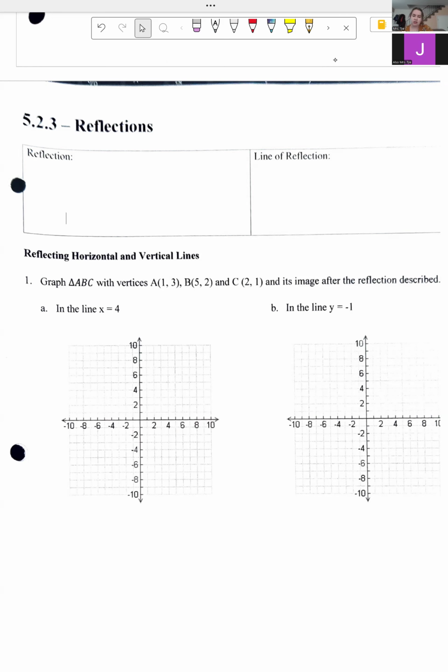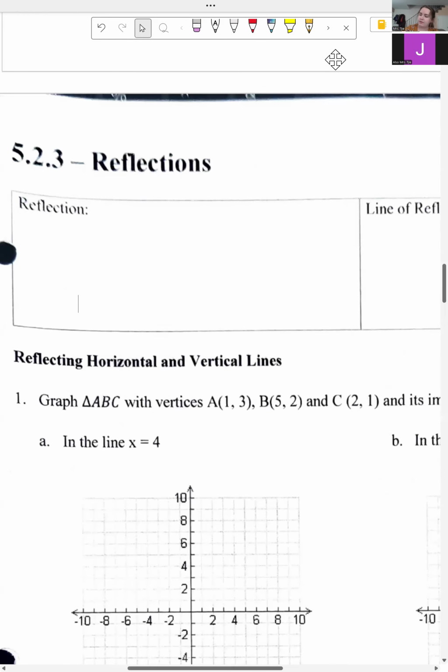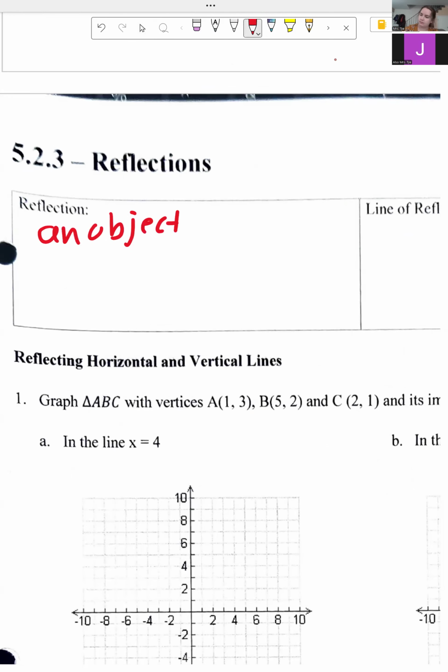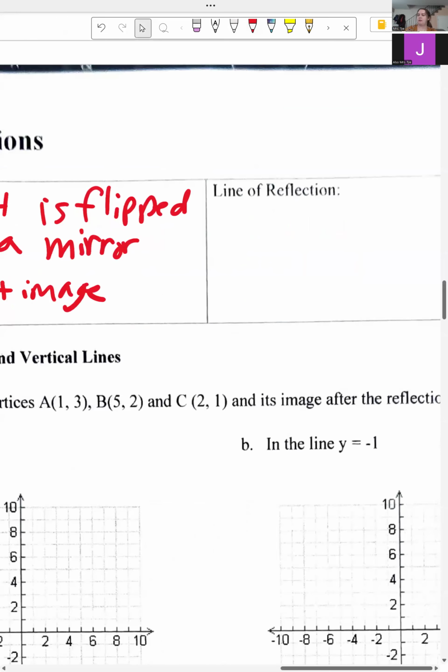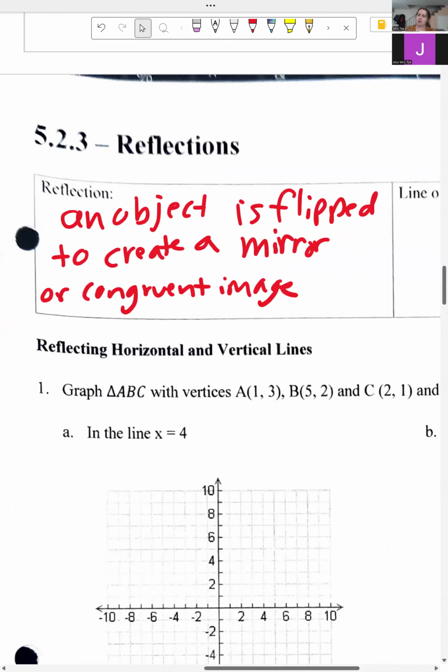Okay, so a reflection, right in our guided notes, make sure you have them in front of you. It's when an object is flipped to create a mirror or congruent image. Okay. Sorry, I should leave that there while you're still writing.